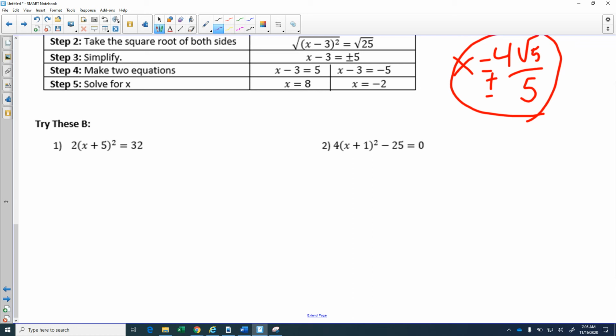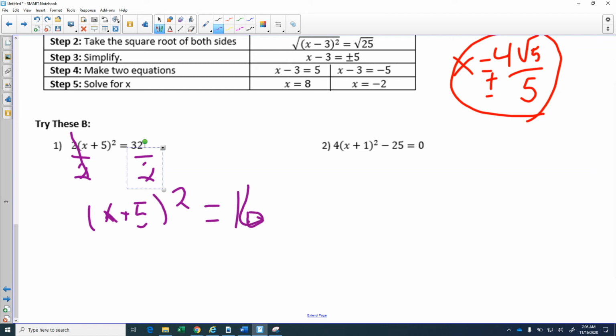So let's go ahead and discuss what we actually have to do here. Well, if I'm going to solve this problem out, first and foremost, I'm going to get rid of that 2. Okay, I got to get rid of the 2. I can't touch anything inside a parenthesis unless it is by itself. So I'm going to divide out that 2 to get rid of it. And that would give me x plus 5 squared equals 16.